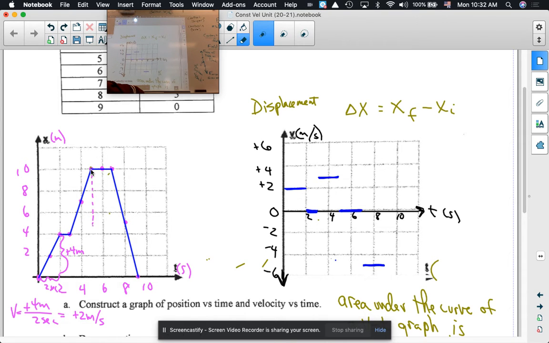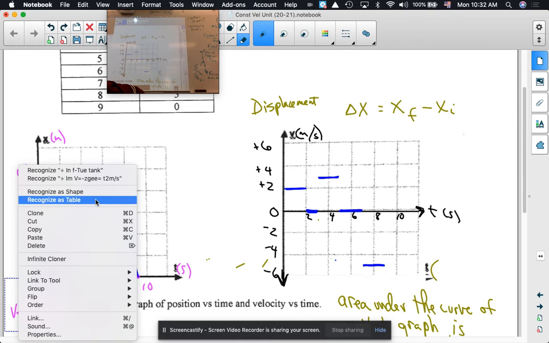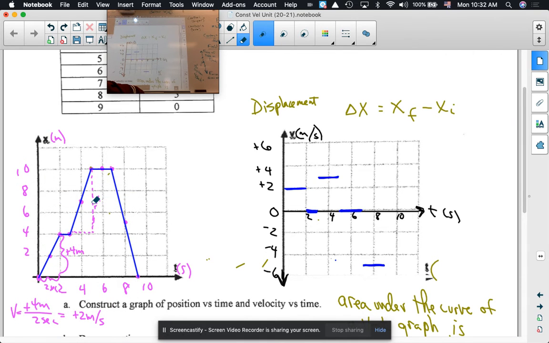So this is positive. Oh my gosh, it's going nuts. Oh, no. Oh no, what just happened? Undo.